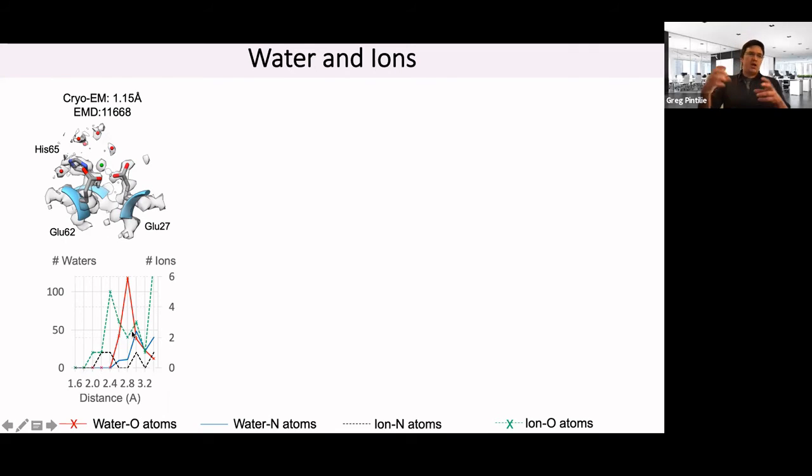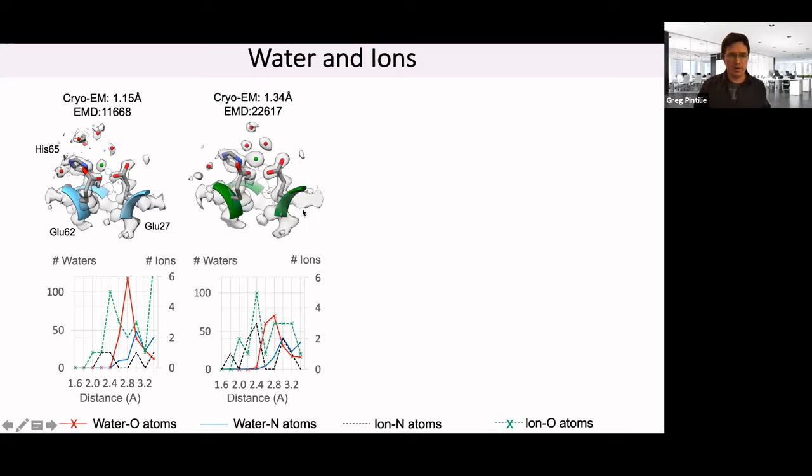So not too many blobs were found that were too close. It's interesting to see these peaks for ions and waters. And that speaks to the chemical properties of the distances you would expect ions and waters to be away. So in a way, this placement procedure reproduces that somewhat well at this resolution.